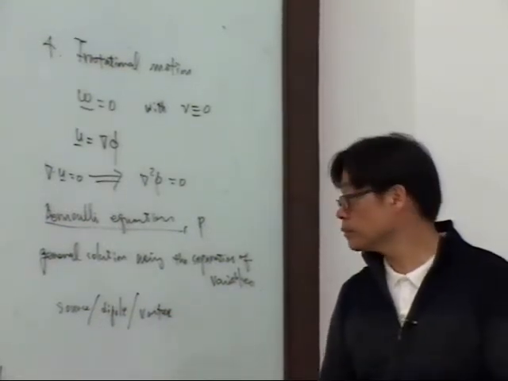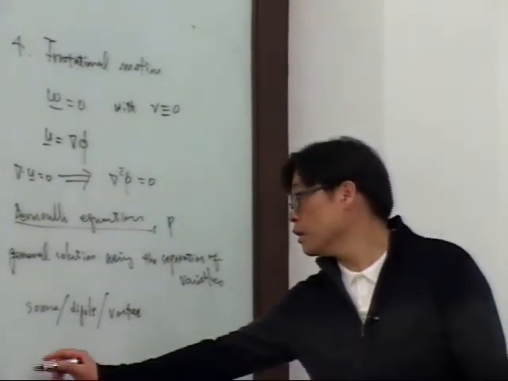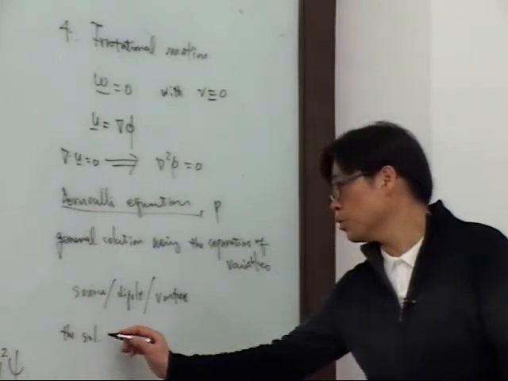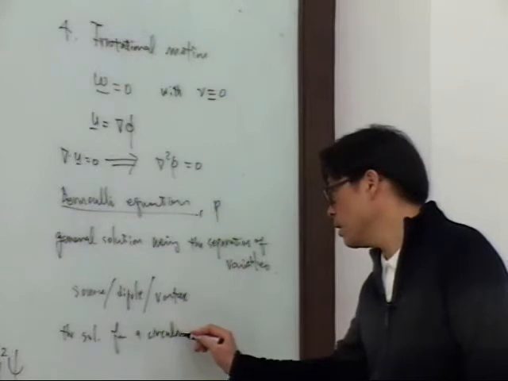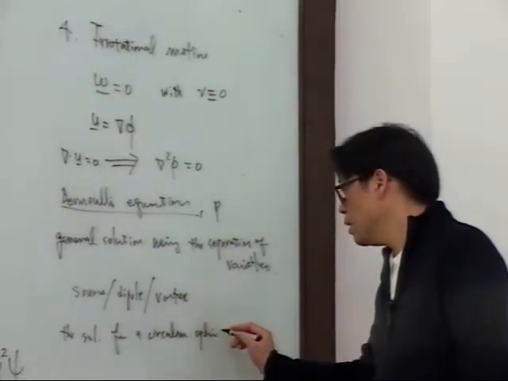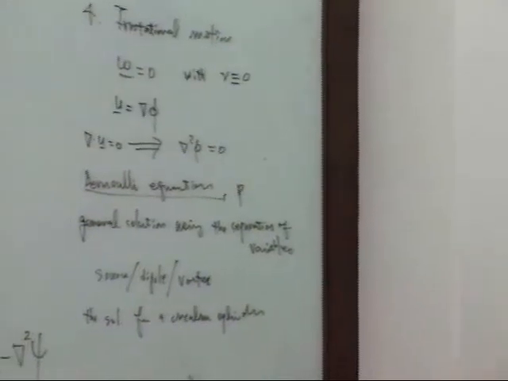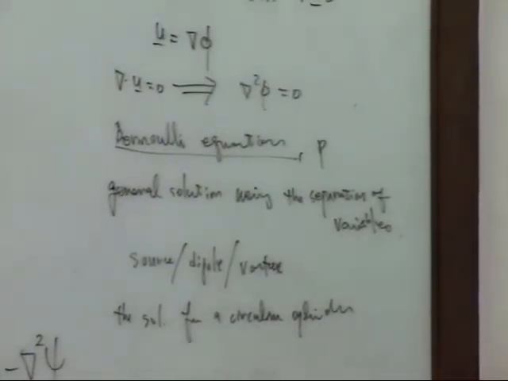Okay. And also at least you have to know the velocity potential solution for a circular cylinder. I haven't made the exam yet, but I'll ask something related to the circular cylinder for sure. Yeah. So just go through the steps to get the solution for a circular cylinder. Okay.